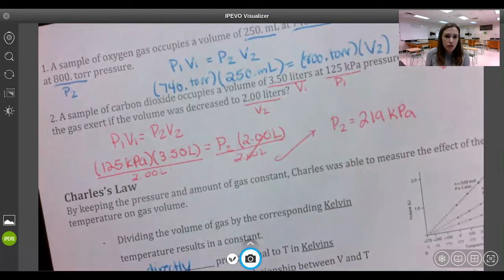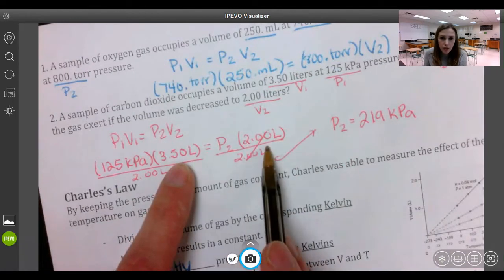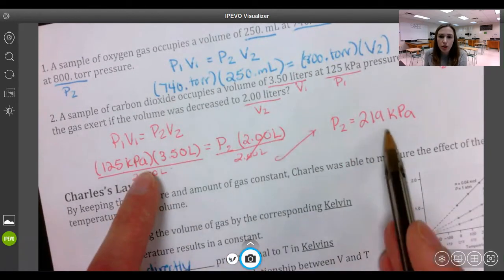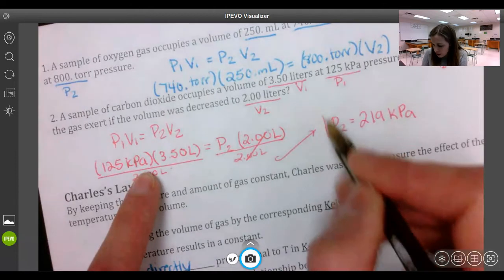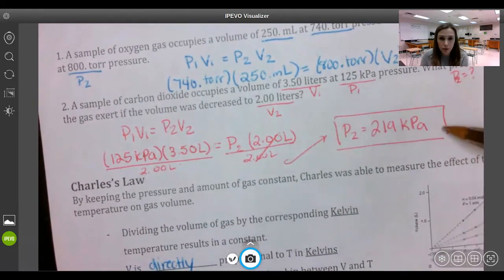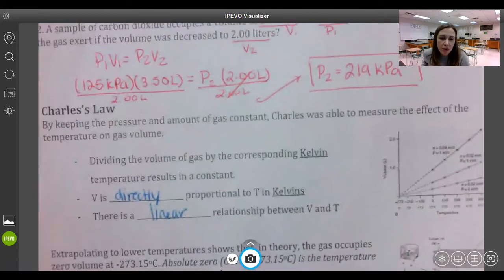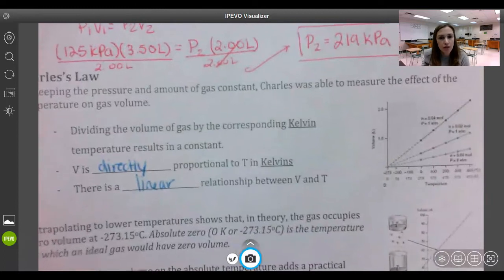And if we look, this makes sense. If we look at our initial part, volume was decreasing, and we know as volume goes down, pressure must be going up. So our answer here does make sense with what we know about the relationship between pressure and volume. All right, our next one was Charles's law that we talked about. This one has to do with temperature affecting volume.